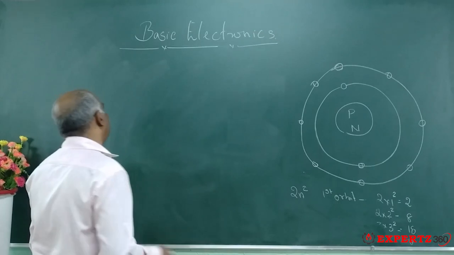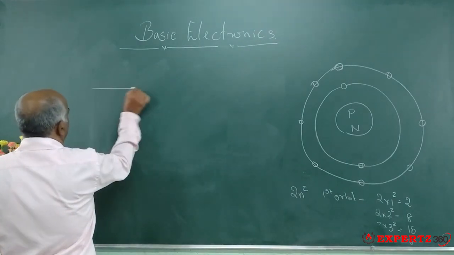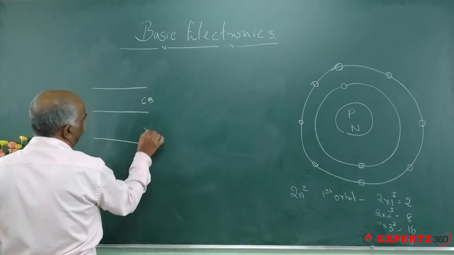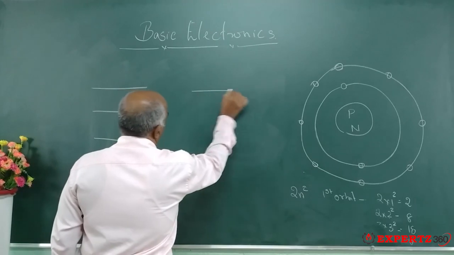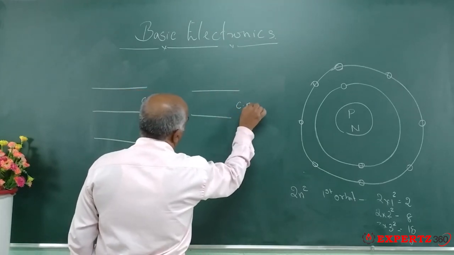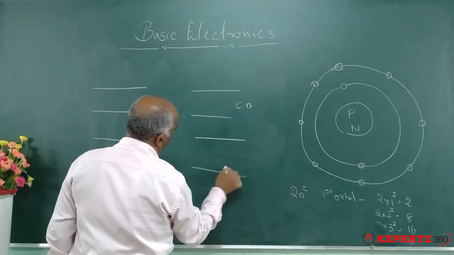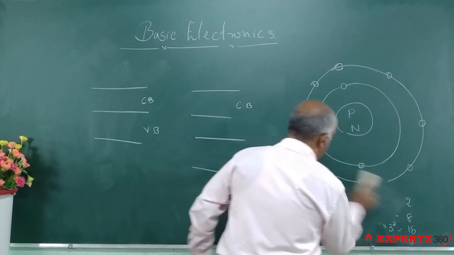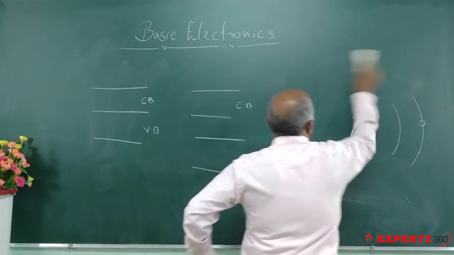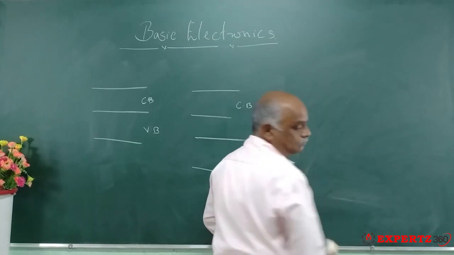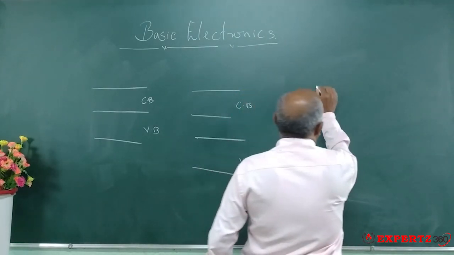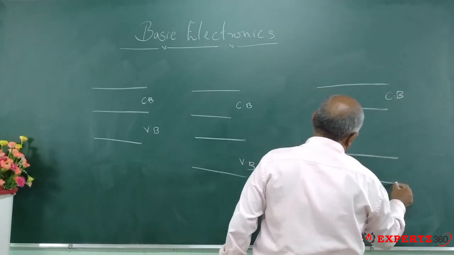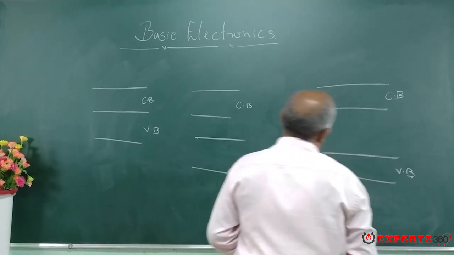Now I will take three different materials. So in the first material, let us look at something like this. This is a conduction band and a valence band. The next material, this is a conduction band and this is a valence band. And in the next material, this is a conduction band and this is a valence band.